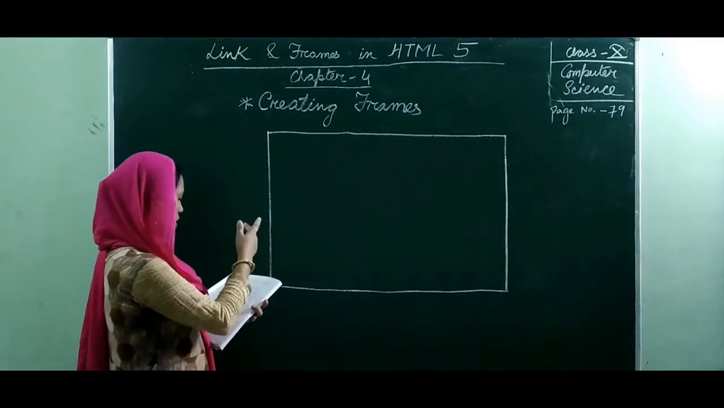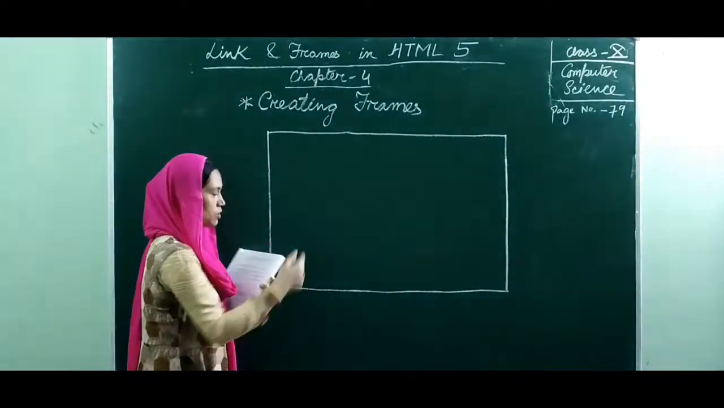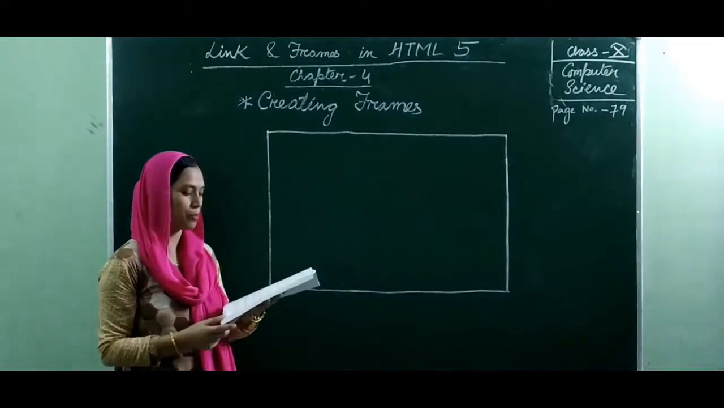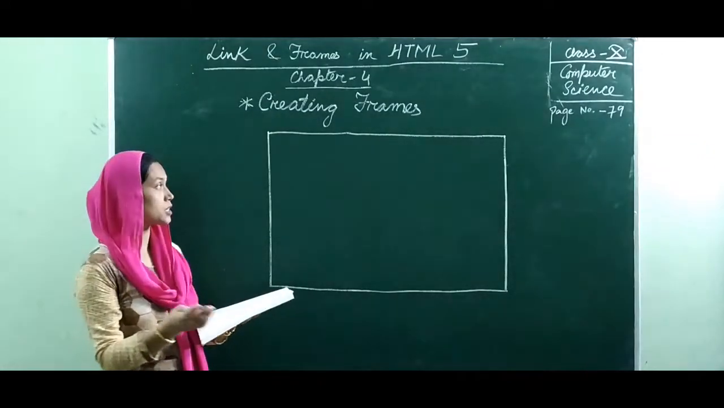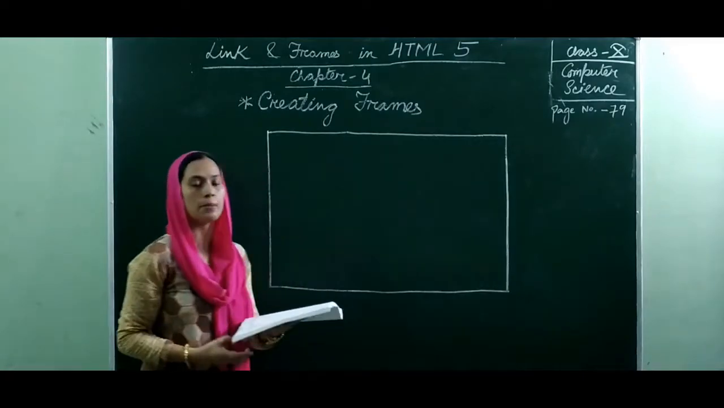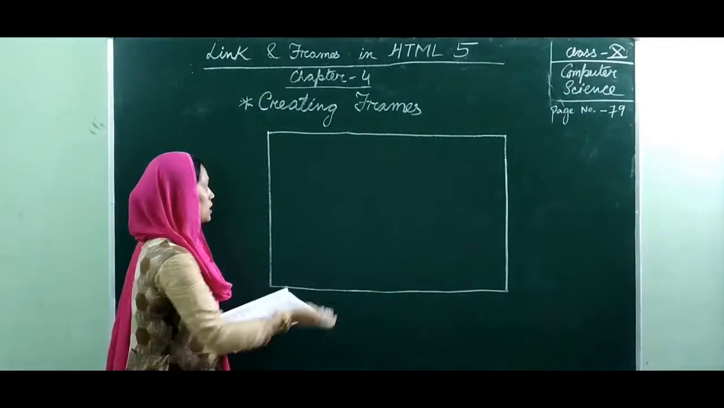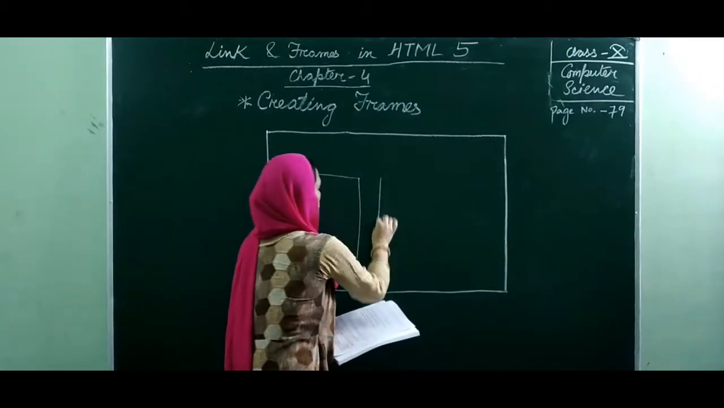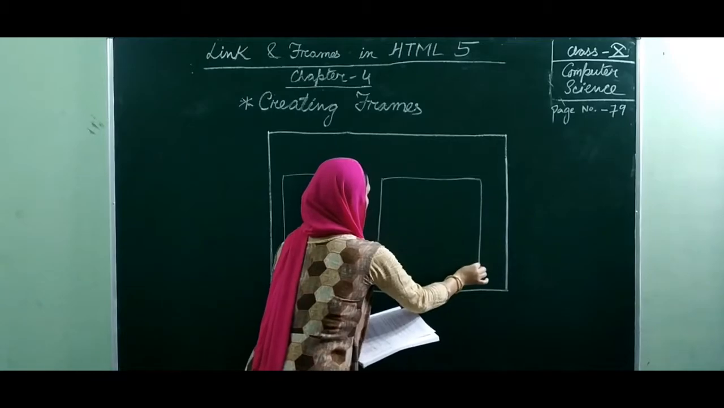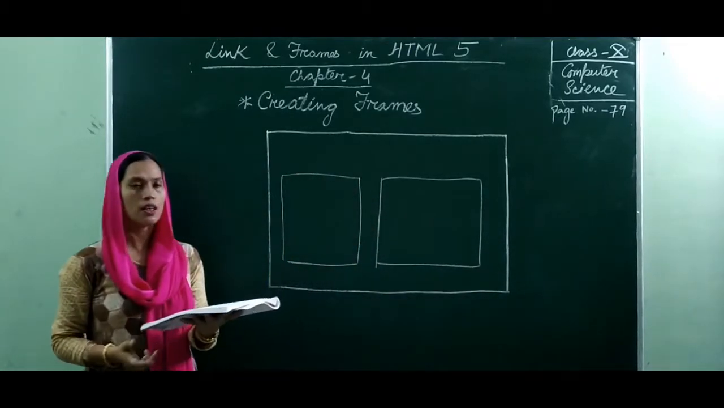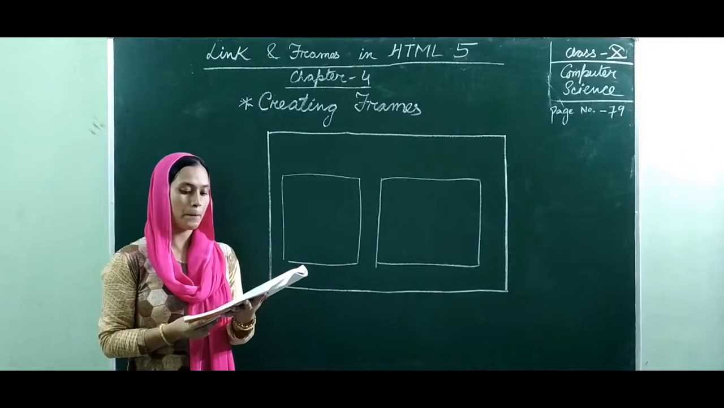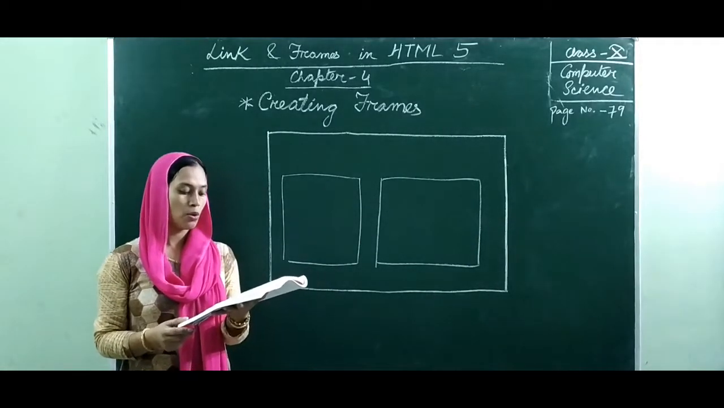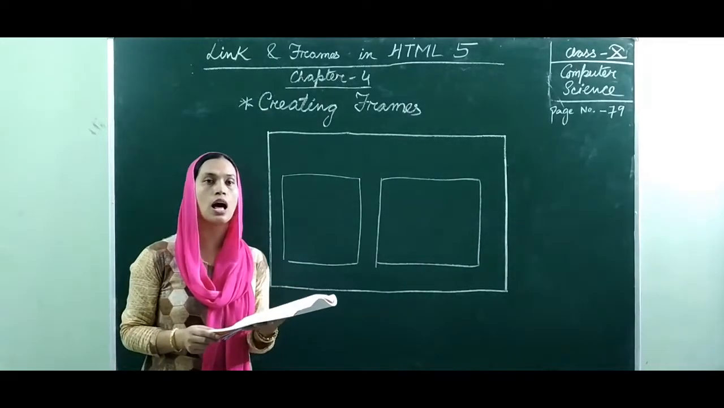Let me suppose this is a web browser. This big rectangular box is a web browser, or you can say this is a window of a web browser. Within this, we can display two web pages simultaneously. So creating two web pages simultaneously in a single window is called creating a frame in HTML. Now, to create two web pages or two windows at a time, we will use a tag called iframe.